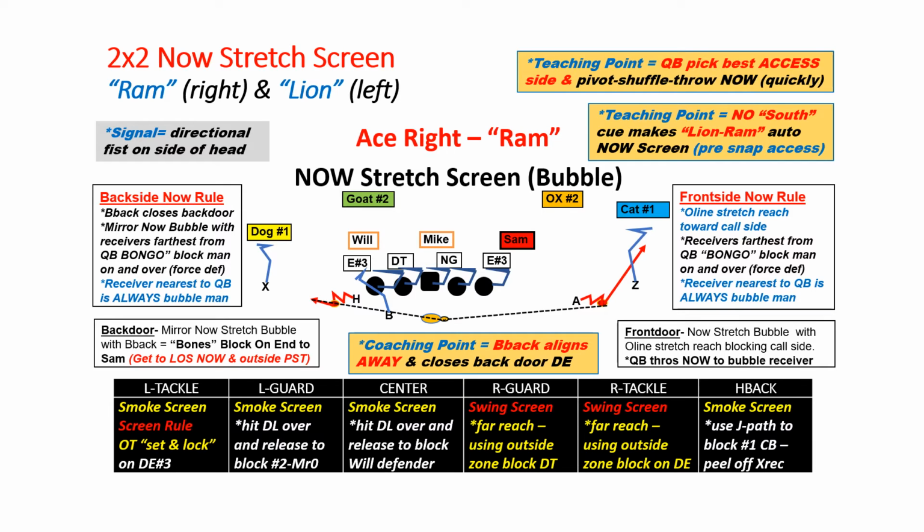So in this case, we're in a 2x2. The A and the H become the bubble receivers, which is just a simple back pedal. And the Z and the X are going to go ahead and block Bongo Man over. Quarterback's just looking for which side he has free access. In this case, it's to the Sam because the A has outside leverage. And we're just going to get him the ball now, turn and go like a baseball player, turn in a double play.